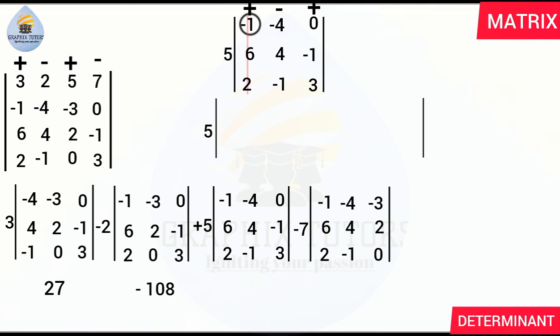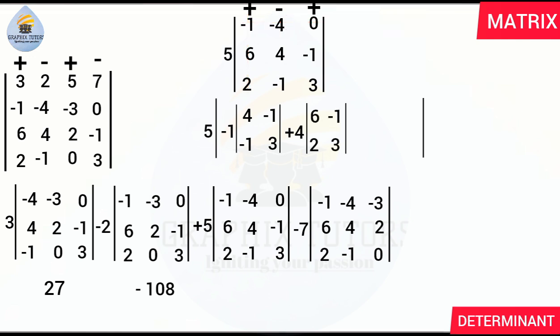Down the column, across the row, I'll be left with 4, minus 1, minus 1, 3. Then if I consider minus 4, there's a minus on it, so minus and minus is plus 4. So consider it down the column across the row. I'll be having 6, minus 1, 2, 3.